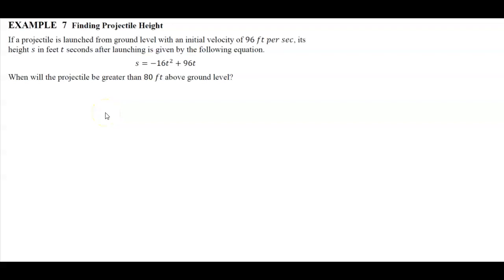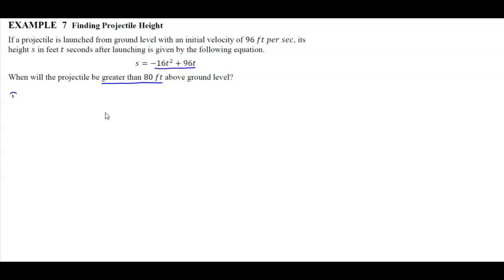Example 7, finding projectile height. If a projectile is launched from ground level with an initial velocity of 96 feet per second, its height s in feet t seconds after launching is given by the following equation. S is equal to negative 16t squared plus 96t. The question is, when will the projectile be greater than 80 feet above ground level? So greater than 80 feet is what we need to pay close attention to.